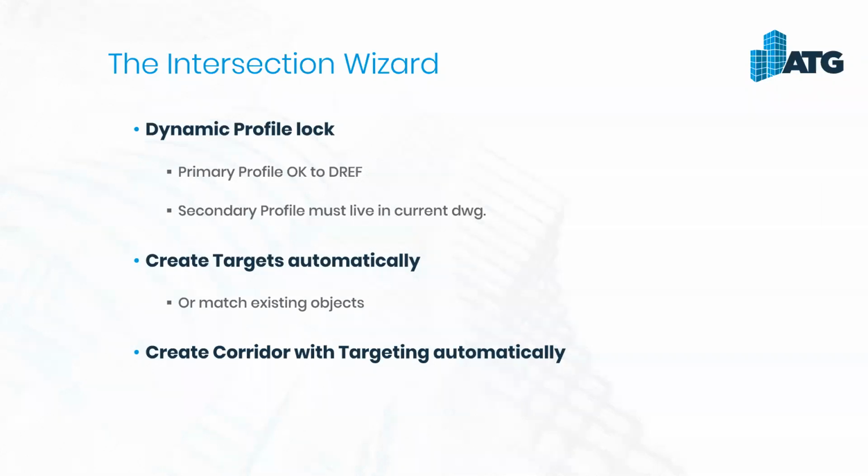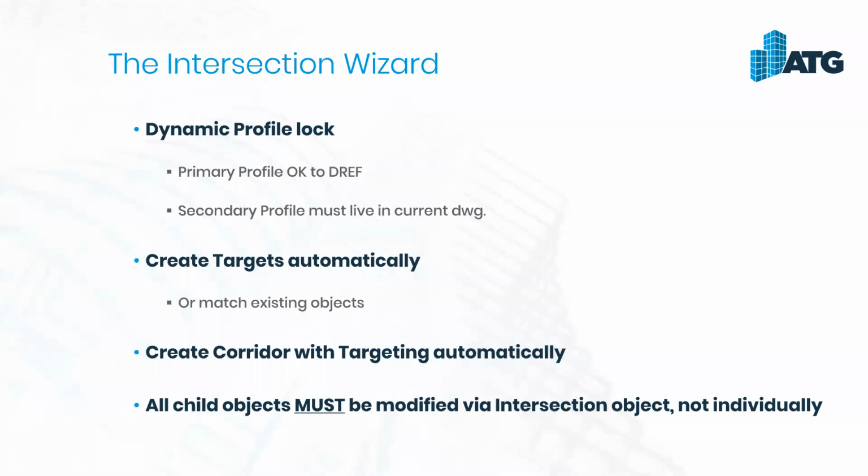To whatever degree you're using the intersection wizard, I have to point this out. If you have it creating objects for you, whether it's the targets or the corridor itself, you have to modify it through the intersection object. Don't go into an individual corridor's properties. Don't go into the individual alignment and profiles properties. These are all dependent data, and they must be modified at the source, which in this case is the intersection object.